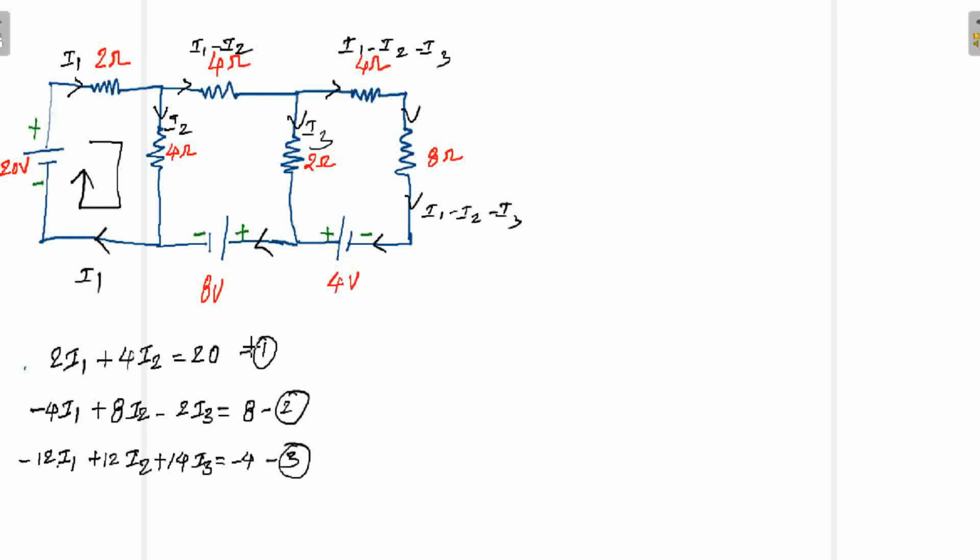So these are the equations we got by simplifying whatever equations we got by following that convention. 2I1 plus 4I2 equal to 20 is the first equation. Minus 4I1 plus 8I2 minus 2I3 equal to 8 is the second equation. Minus 12I1 plus 12I2 plus 14I3 equal to minus 4. This is your third equation.